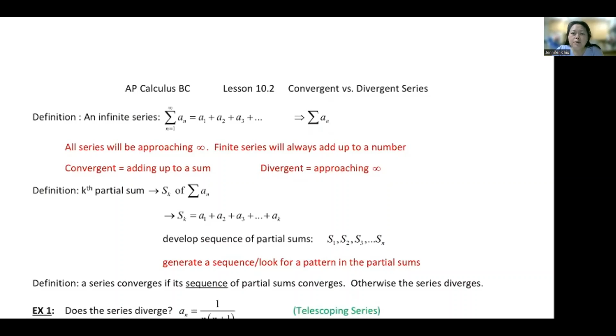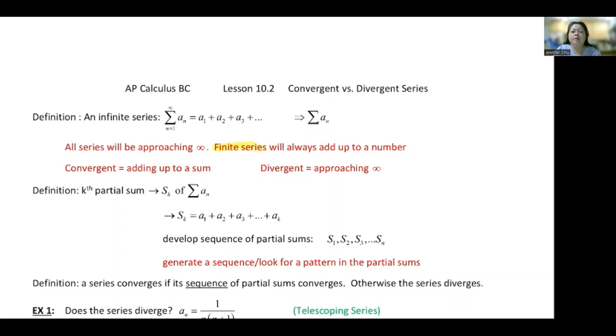All right. So what we're going to do from this point forward in this chapter, all our series are going to approach infinity, because if we actually end the series at a certain number, it is going to add up to a sum. So it will converge no matter what. So that's why it says here, finite series will always add up to a number. So that way we don't need to worry about those. It's the infinite series that we're going to look at, right?